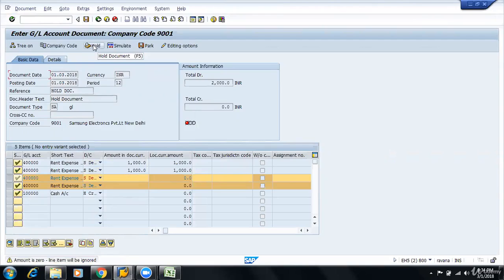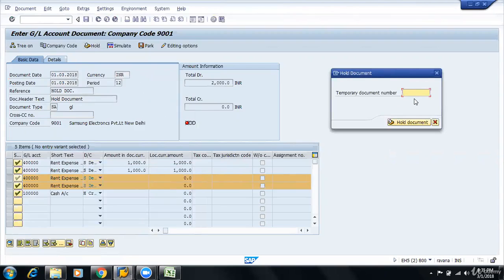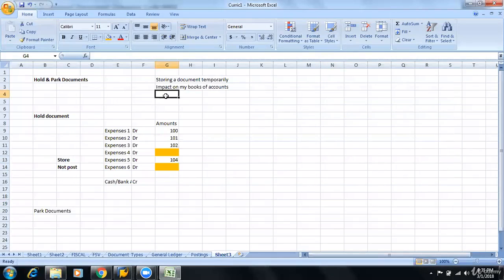Yes, this is what I was talking about, hold. And just to its right, you will find post document. So now you come to know that these are basically user transaction processing, you can say that. Now, going back to hold, click on hold. The system asks you for a temporary document number. Note this point.